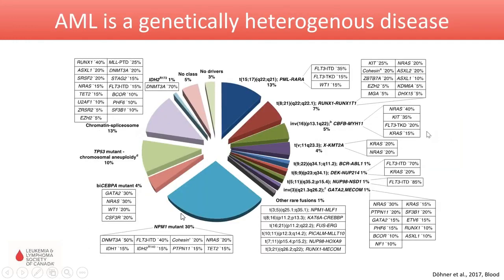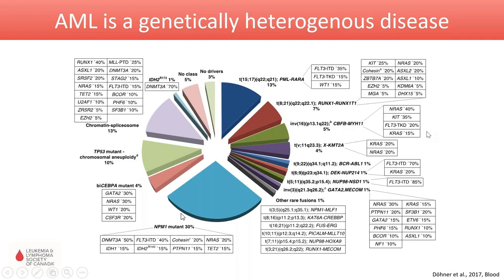Sequencing approaches showed that, and this is why it is so important to develop this classification even more, acute myeloid leukemia is not a single disease. It's a group of diseases.